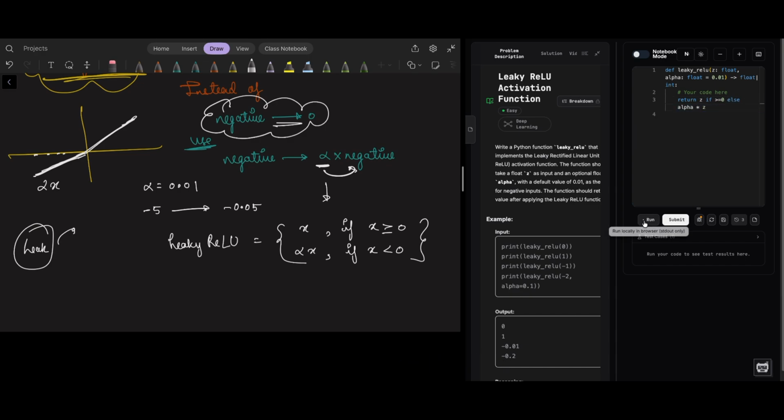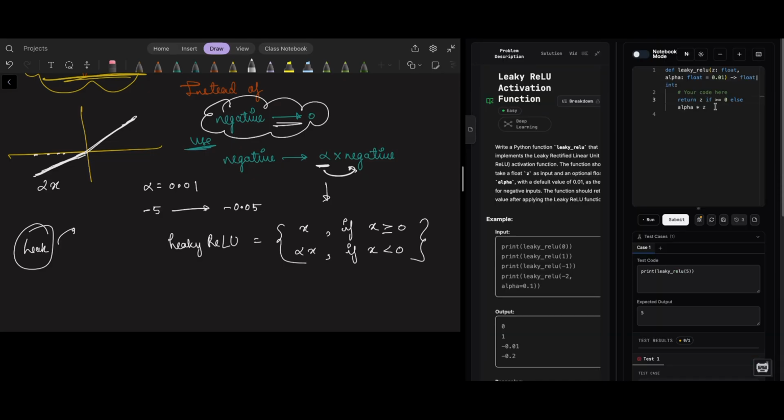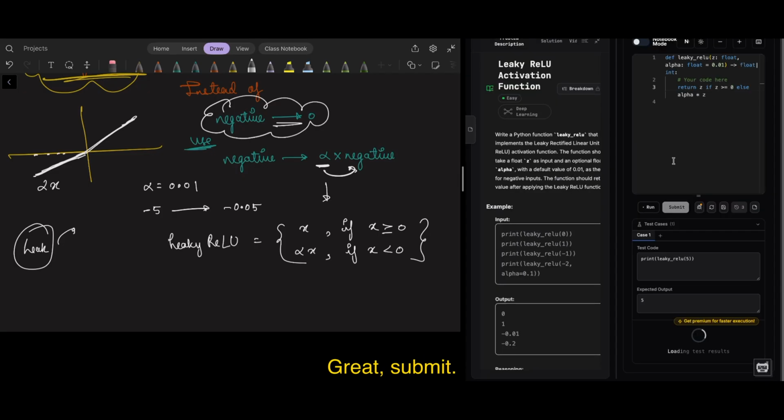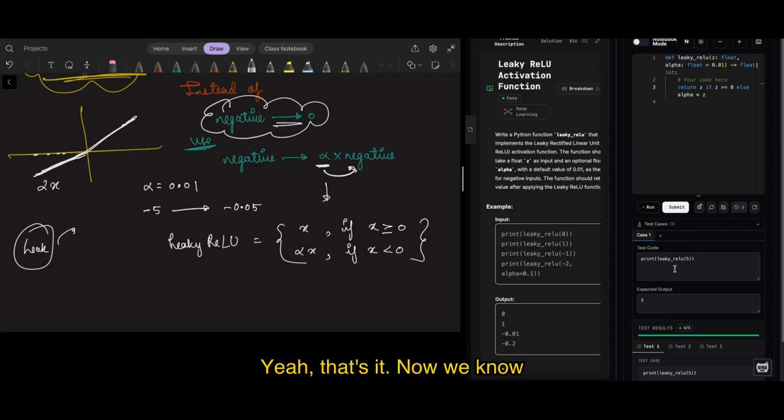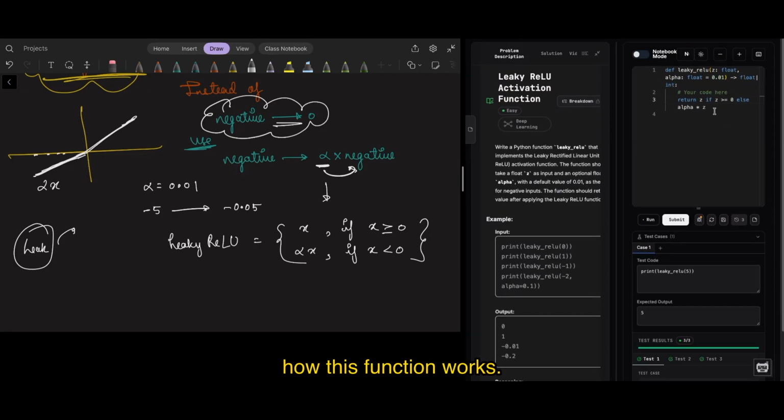Let's run this. Okay, we haven't written this. Great. Submit. Yeah, that's it. Now we know how this function works.